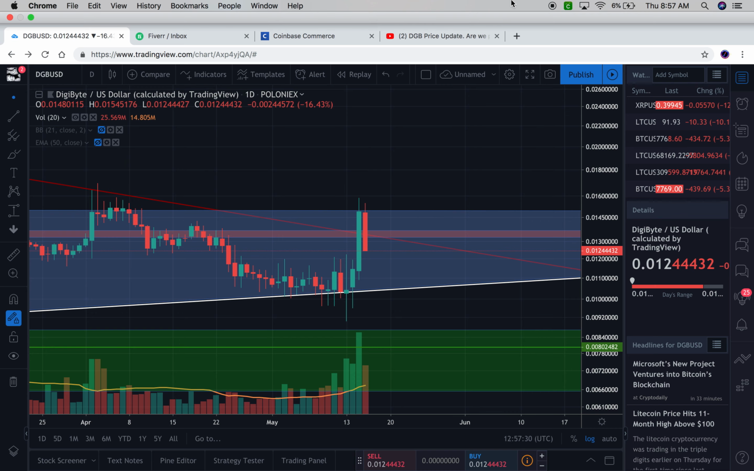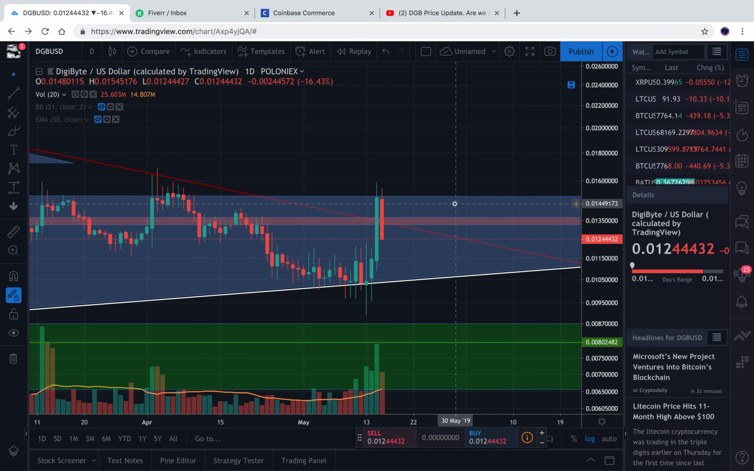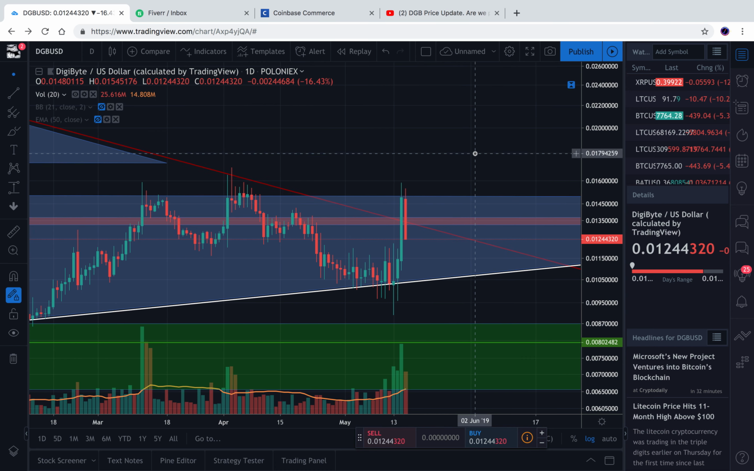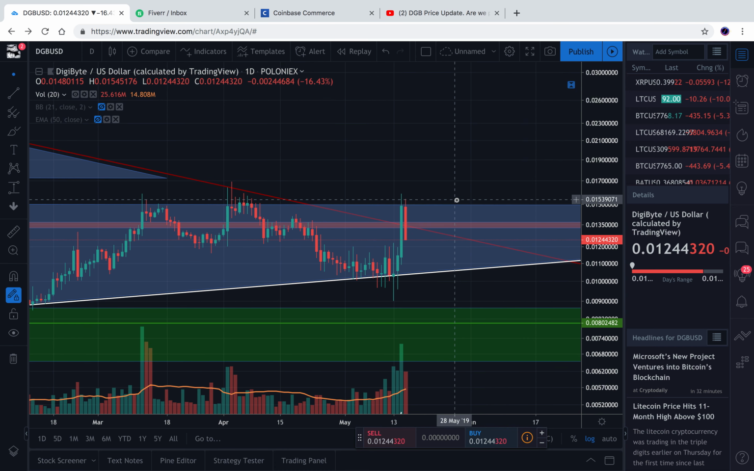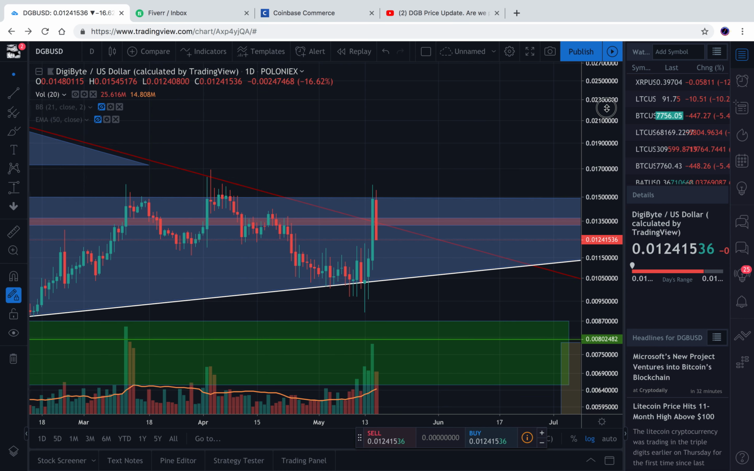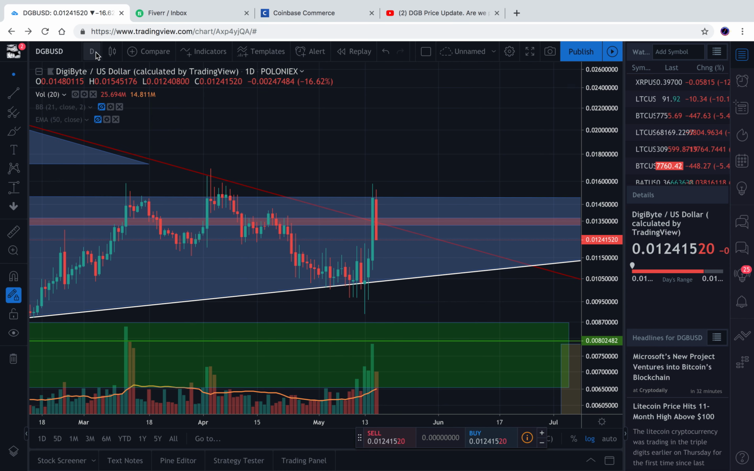I want to look at this live as it's going on real quick. So DigiByte broke out of that downtrend, that diagonal downtrend resistance yesterday, and we closed over it. However, overnight, about six hours ago or so, we started a dump. And now we broke back below that area. So we could have had a false breakout.